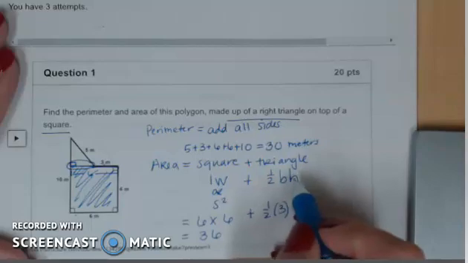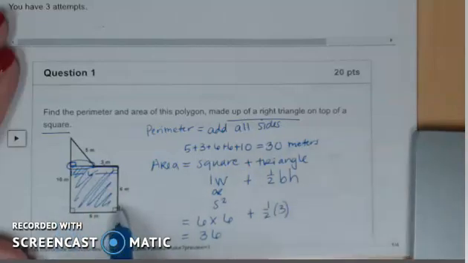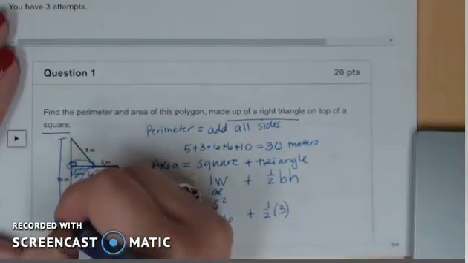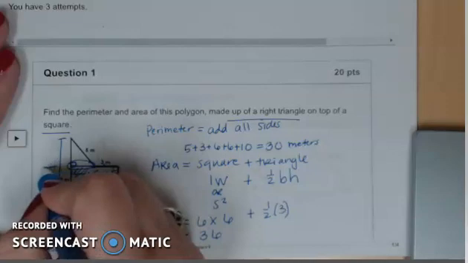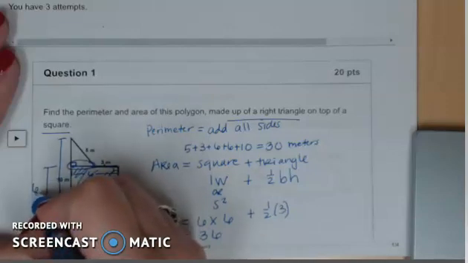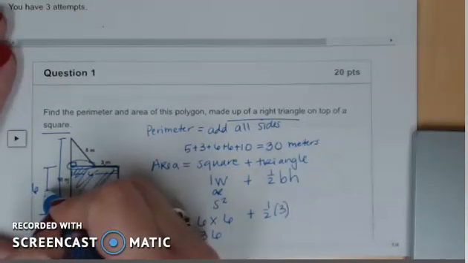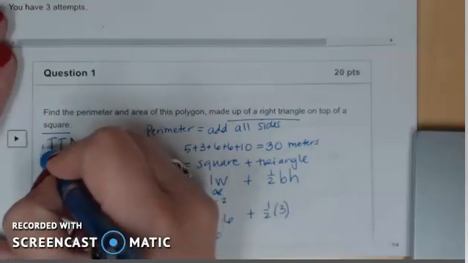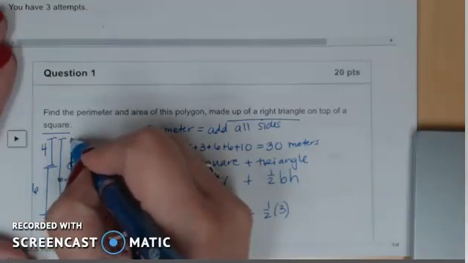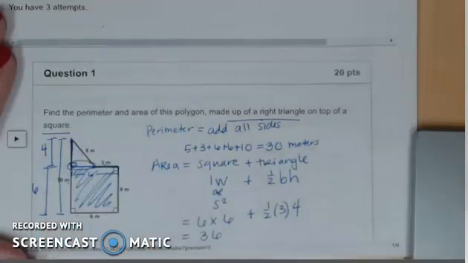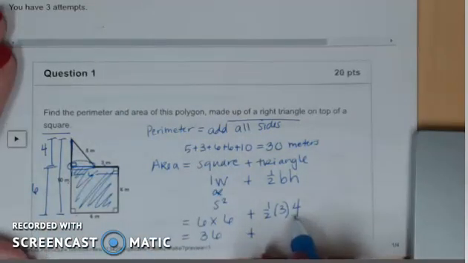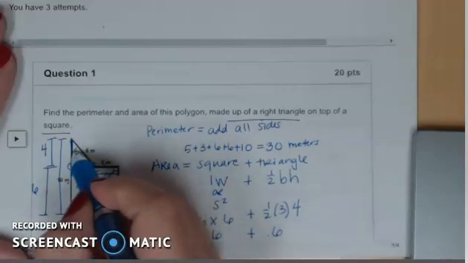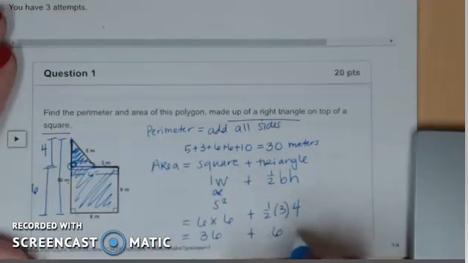Then I need to figure out my height. Again, you're going to have to use information about your square and some overall length on this one. If this whole thing is 10, but we know this piece of the square is 6, we're going to do 10 minus 6 to figure out that this little length here is 4, which is the height of the triangle. So I'm going to be multiplying by 4. So 4 times 3 is 12, times 1/2, or divided by 2, gives me 6. So my area of my triangle here is 6. Area of my square is 36.